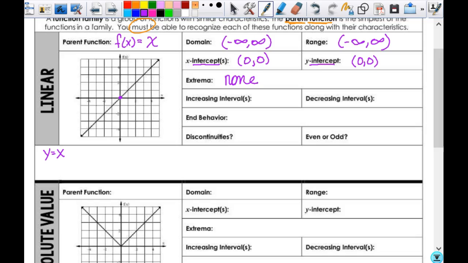Increasing intervals. Okay. Now remember, the only time you go to the left on your graph is when you are talking about limit type stuff or end behavior, like if x is approaching negative infinity. Otherwise, we're always moving to the right on the x-axis. So as I move to the right, my function value or my y is doing what? Increasing the entire time, right? So my increasing interval is from negative infinity to infinity. So what's my decreasing interval? Does it decrease ever? No, so it is none.